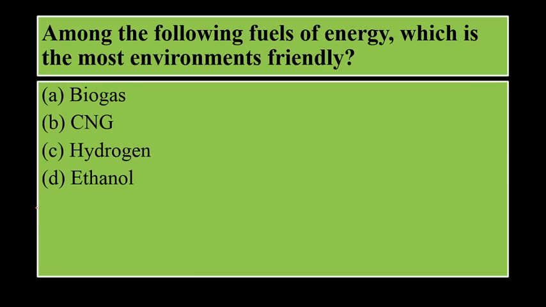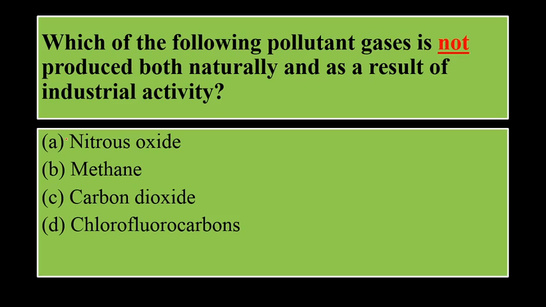Among the following fuels of energy, which is most environment friendly? Biogas, CNG, hydrogen, ethanol. In all of these, hydrogen is the most environment friendly fuel. Which of the following pollutant gases is not produced both naturally and as a result of industrial activity? Nitrous oxide is produced, methane is also produced, carbon dioxide is also produced, but chlorofluorocarbons are not produced naturally or as a result of any of the industrial activities.